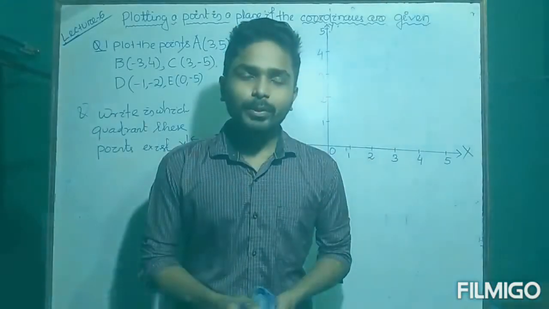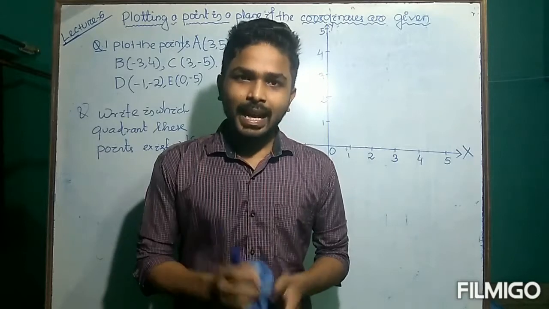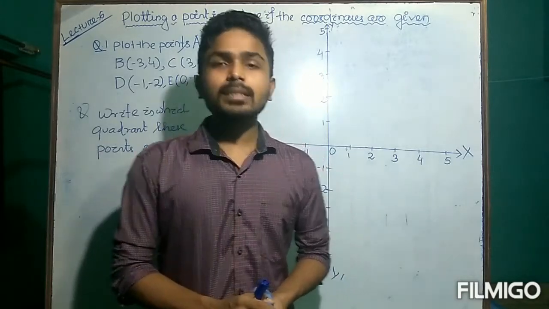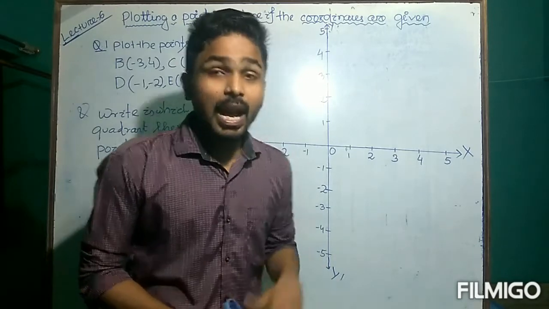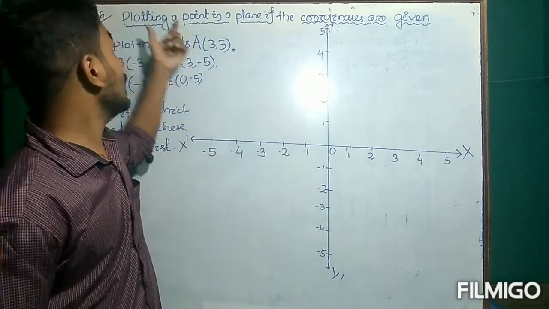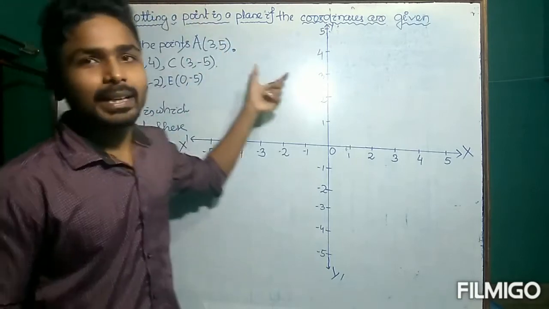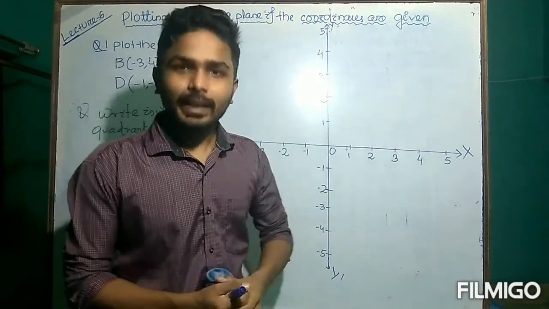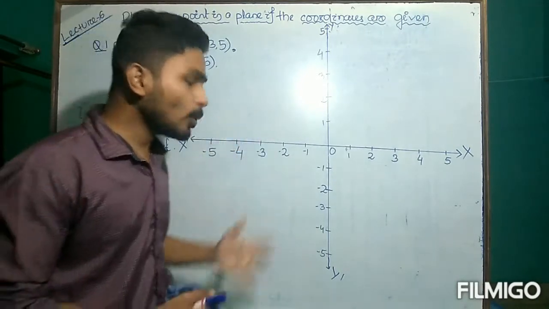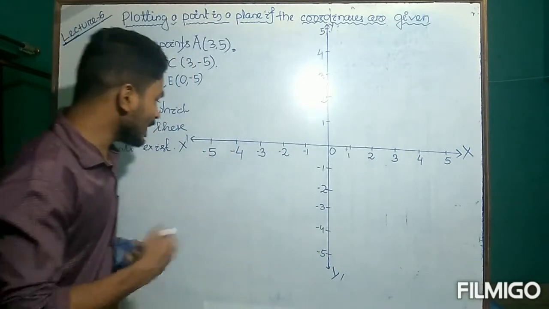Hello students, welcome to lecture 6 of chapter 3, and this lecture is the last lecture of this chapter. In this chapter we are going to cover how to plot or how to locate a point in a plane if the coordinates are given. That means here we have the coordinates.